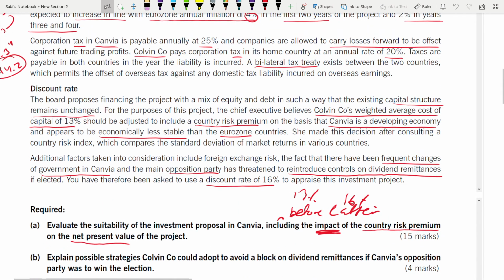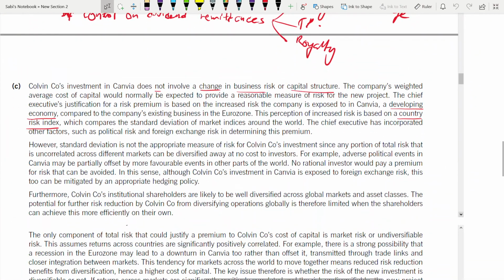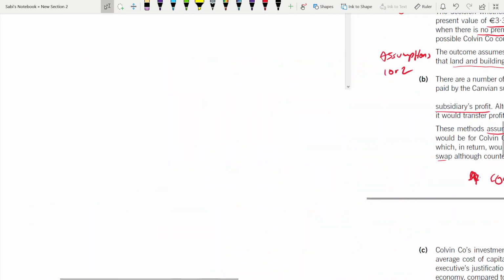So coming to this, here she made this decision after consulting a country risk index. It's an authoritative source. If they say it's developing, yes, it is. So this perception of increased risk is based on what? A country risk index, which compares the standard deviation of market indices around the world, from the case study only. The chief executive has incorporated other factors. What are the other factors? Political risk is there, yes, because if an opposition party comes, then there's this other risk, and foreign exchange risk in determining this premium. We'll see whether foreign exchange risk is incorporated or not.